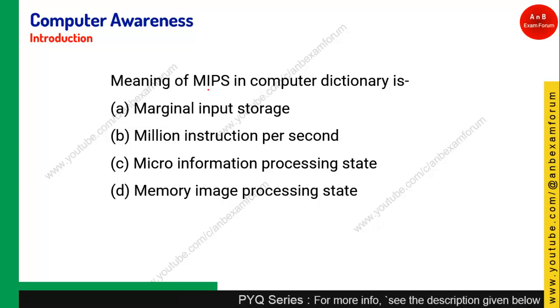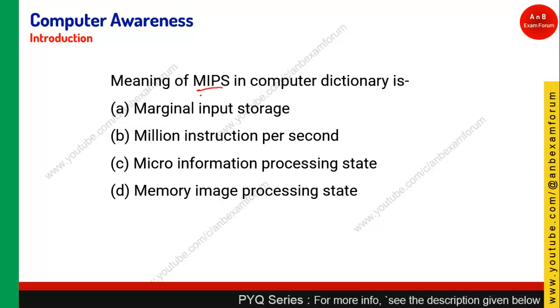Let's see the next question. Meaning of MIPS in computer dictionary is what? MIPS, just remember this is a static one. MIPS means millions of instructions per second. So your computer is able to execute the instructions which are fed to it, million instructions in 1 second. That is called MIPS. So option B is the right answer.